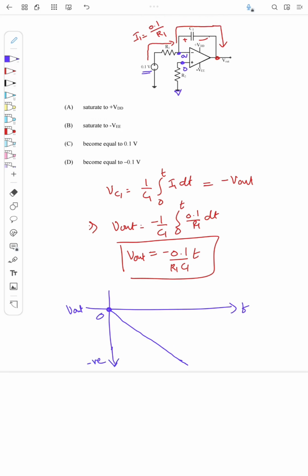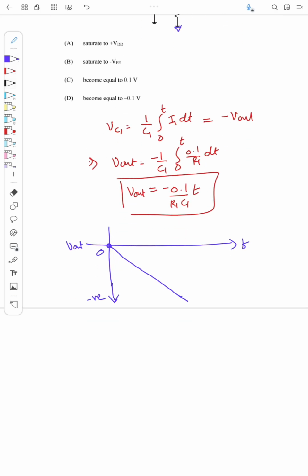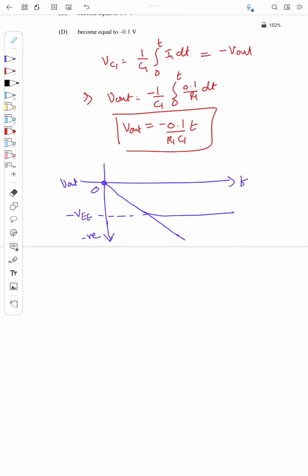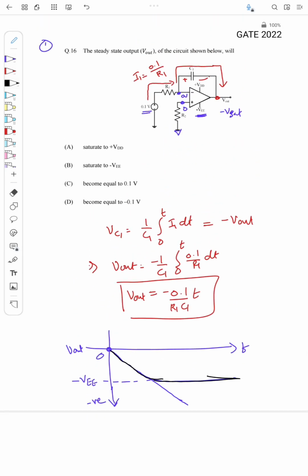Which means at T equal to infinity, the output should go to minus infinity. But there is always a limit, right? It will saturate to the negative saturation value, minus Vsat. So definitely instead of going to infinity, it will automatically saturate to minus Vsat, right? So the correct output will be like this, right? So at steady state, the output Vout will become saturated to minus Vsat, right? So answer is B.